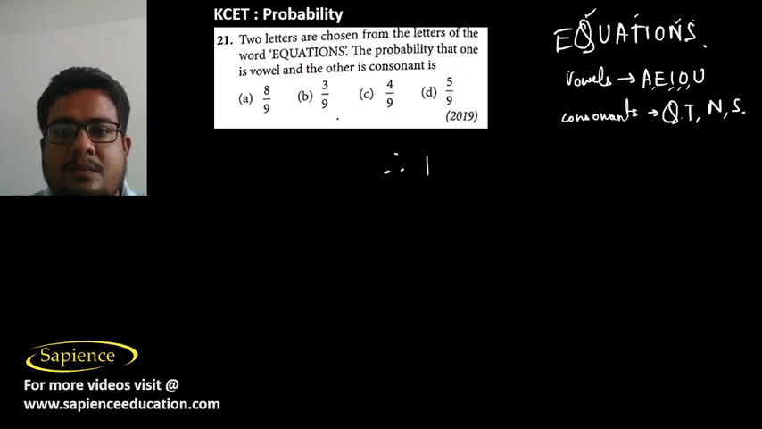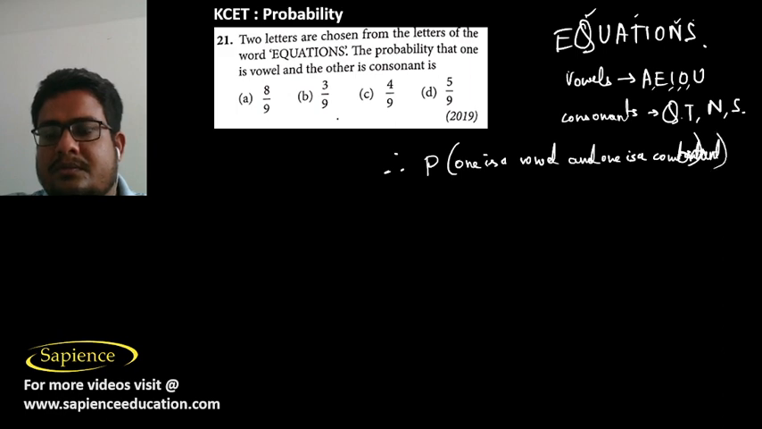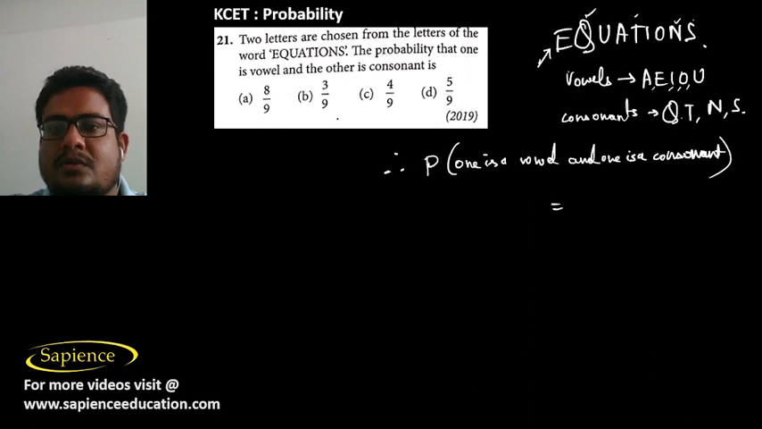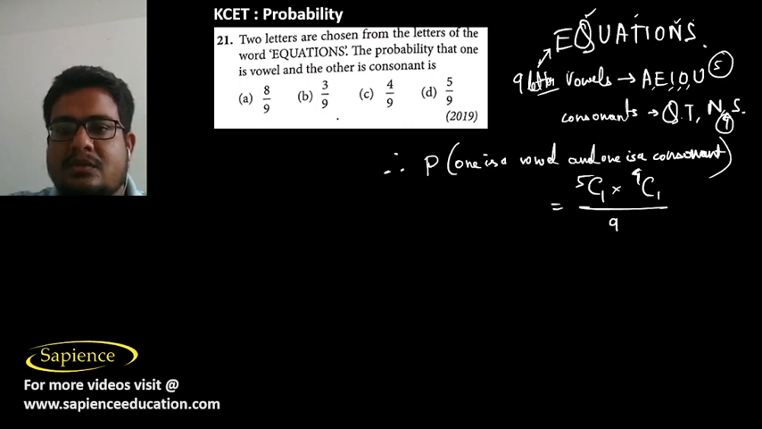So therefore, the probability that one is a vowel and one is a consonant will be equal to the following. Now here we have 5 + 4, so 9 letters in the word equations, and there are 5 vowels and 4 consonants. Out of 5 vowels, I have to choose any one of them, 5C1 ways, and from consonants also I can choose any one of them, like 4C1 ways. And out of these 9 letters, I can choose any 2 letters by 9C2 ways.